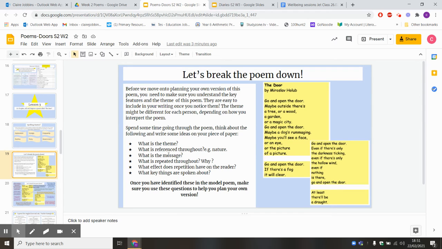What do you think the message is? What is repeated throughout and why? What forms of repetition can you see? What effect does this repetition have on the reader, so you as the target audience? And what key things are being spoken about? Once you've identified these in this model poem, make sure you use these questions to help you when you plan your own version. That means when you're planning your own, think about these key elements when you're writing them down. So, ladies and gentlemen, pause this video now and come back to me once you've done that. Good luck.